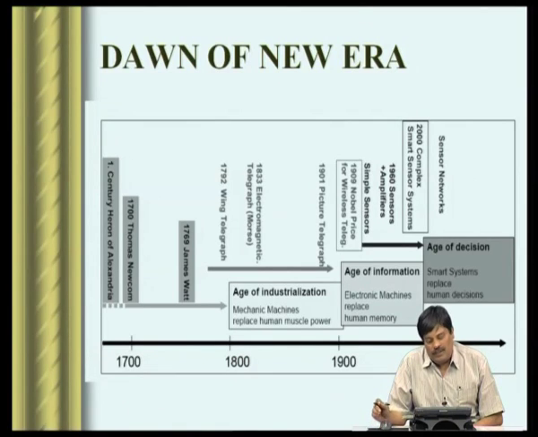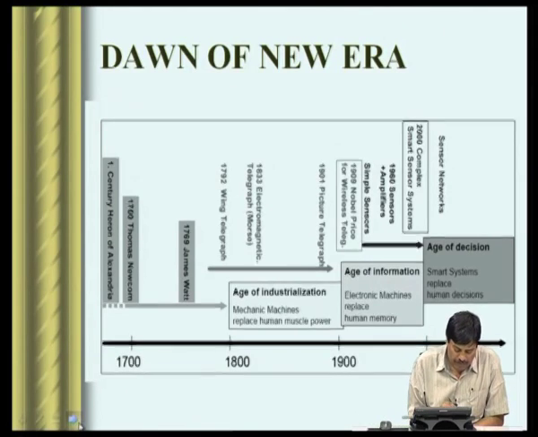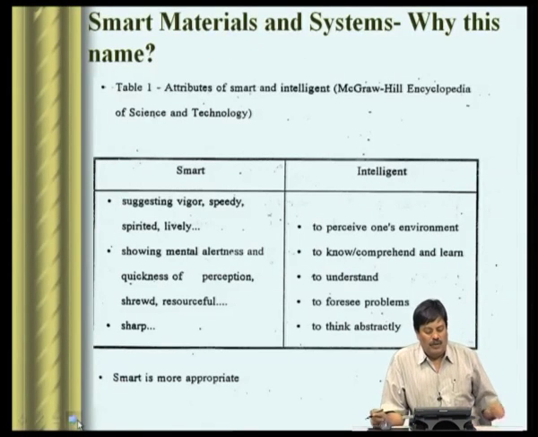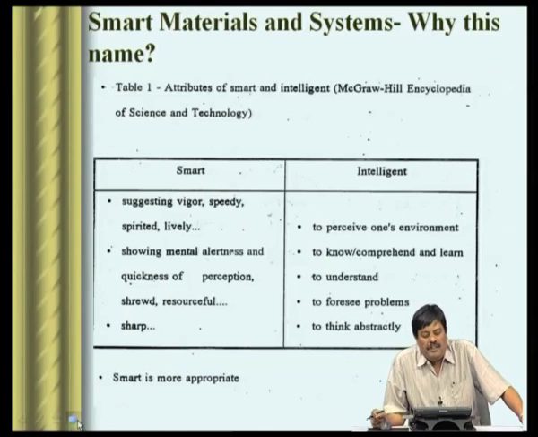The whole concept here is that decisions can be made by systems, what we call smart systems, rather than by human beings. So smart systems and materials have a place in this aspect. Now, what are smart materials and systems?